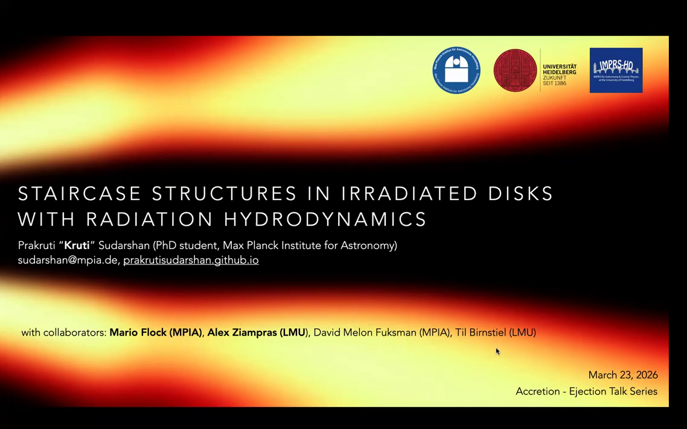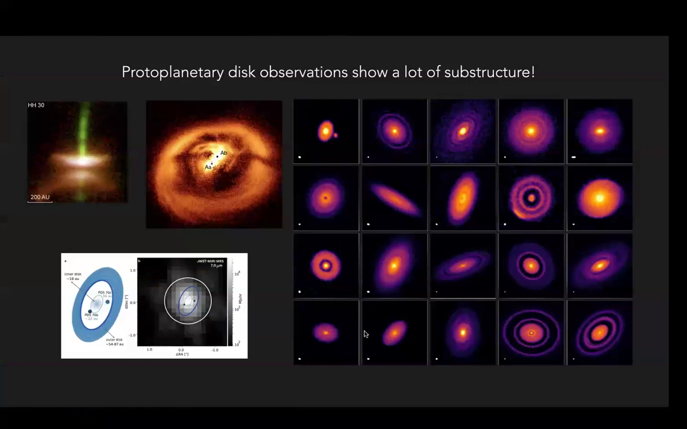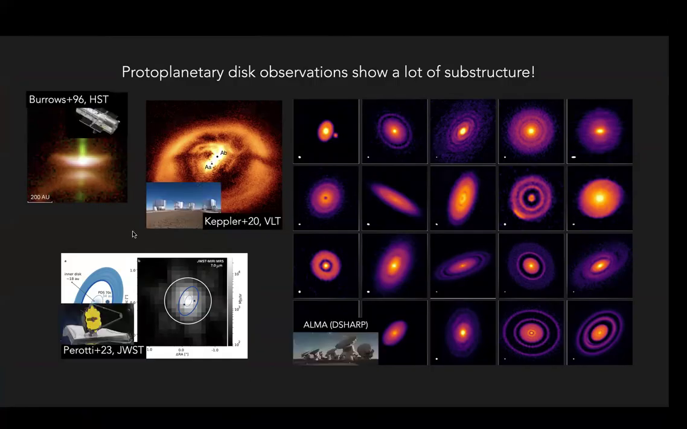So I'm just going to start off with some motivation. We see a lot of substructure when we look at protoplanetary disk observations. And this has been looked at since 1996, where we had the first images of protoplanetary disks with the Hubble Space Telescope, to now in the midplane tracing bigger dust grains with ALMA, and the scattered light with smaller grains with VLT. And we've also recently been getting a lot of spectra of the inner disk with the James Webb Space Telescope.